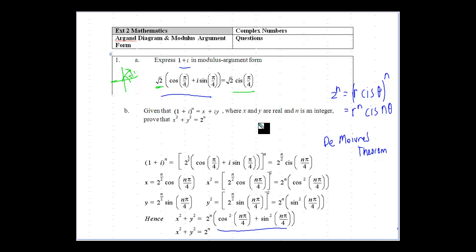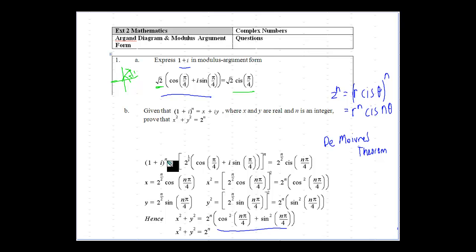That's the easy part. The next one is, we're told that 1 plus i to the power of n is equal to x plus iy. Put it to the power of n and you're going to get some complex number, x plus iy, where x and y are real numbers and n is an integer. We want to prove that x squared plus y squared would be equal to 2 to the power of n.